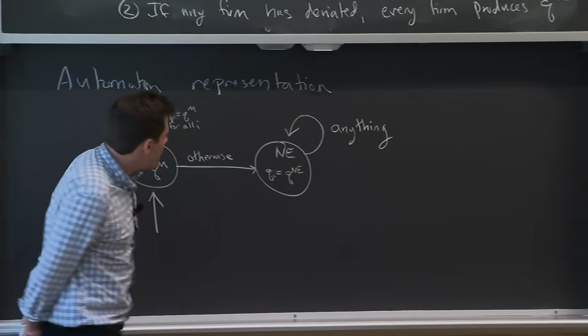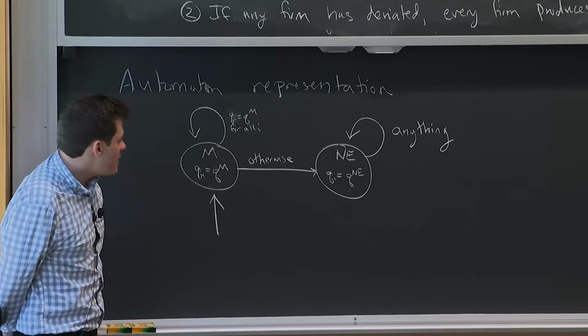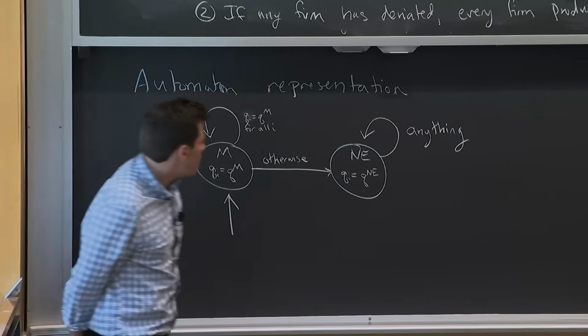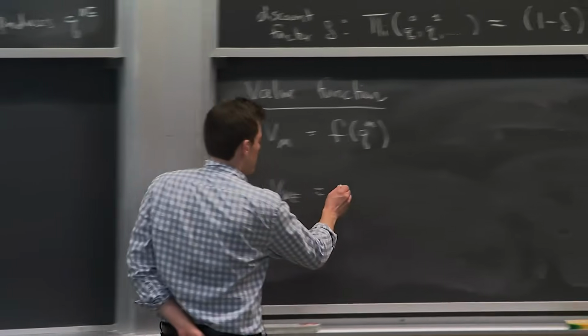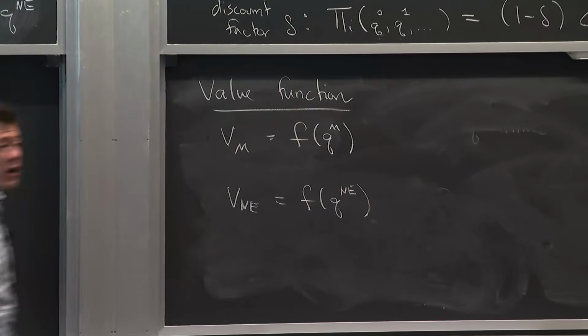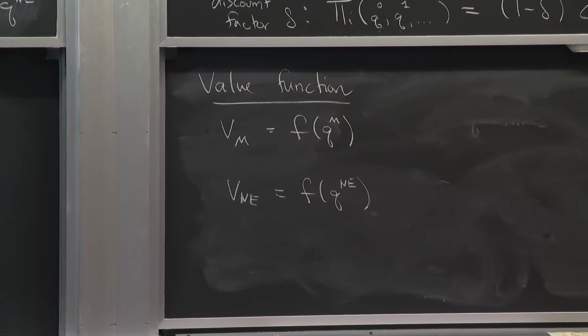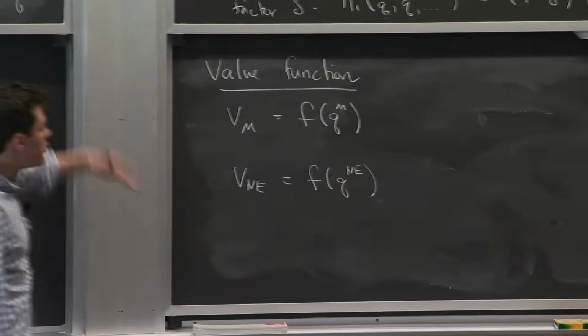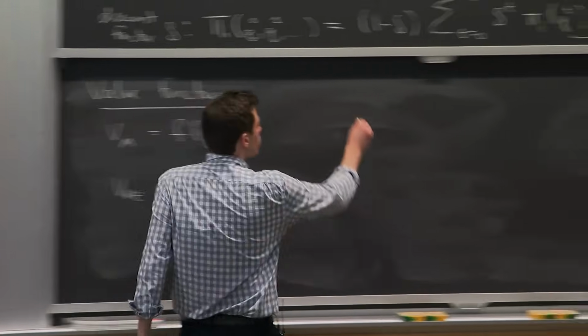What about Vne? Well, here it's going to be f of qne. This is my average discounted payoff from here on if we're in this state. So now we're going to use the value functions to write down the equilibrium conditions.